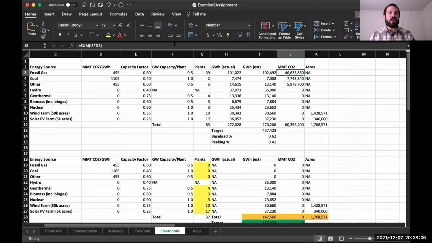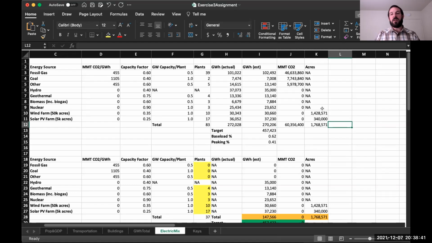We just take the amount of energy that we've generated, multiply it by the tons of CO2 per unit of energy, and we get tons of CO2. We add that all up, we get about 60 million metric tons of CO2 per year, which incidentally is almost exactly on the money, once again, okay? It's between 60 and 62 or so, okay, in terms of how much CO2 is coming out of the electric sector.